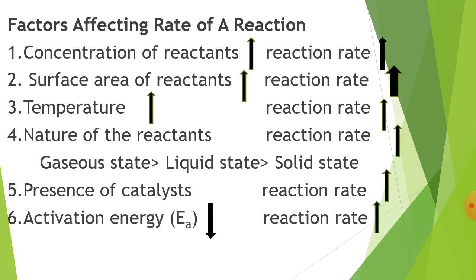Then, presence of catalyst. Catalyst may be a promoter or may be an inhibitor. If the catalyst is a promoter, it increases the rate of reaction, and when the catalyst is an inhibitor, it decreases the rate of reaction. And lastly, this is also a most important factor, activation energy. The less the activation energy, the more will be the rate of reaction.